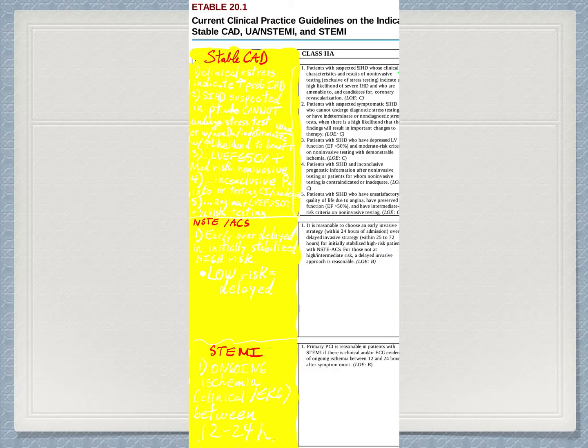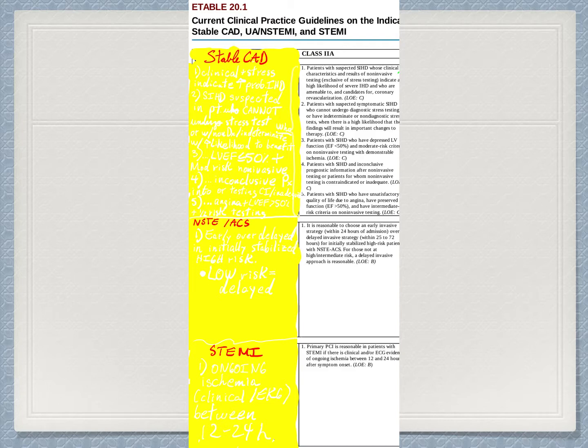Now, what about the context of NSTEMI, or acute coronary syndrome? Acute coronary syndrome manifested by NSTEMI or unstable angina. What is the indication here? It is suggested to take the patient early over delayed in initially stabilized high-risk patients. In patients with low-risk features, you can choose a delayed strategy. How can I differentiate high risk from low risk from medium risk? We'll see this in the next slides.